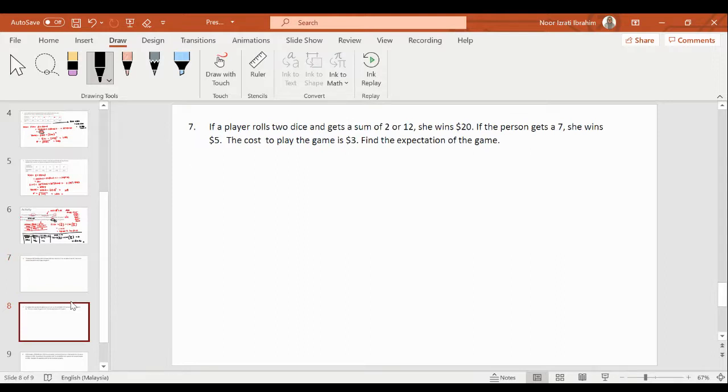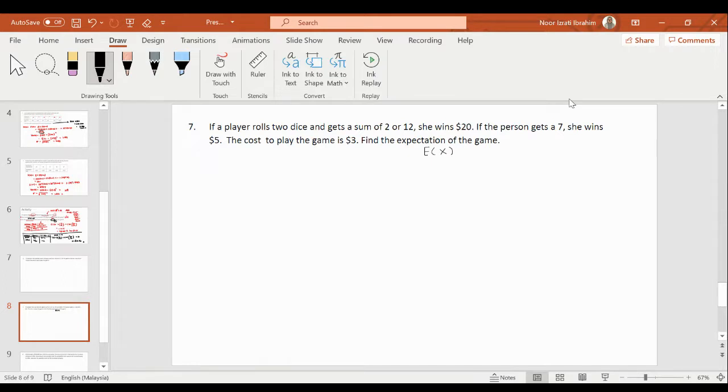From the tutorial, if a player rolls 2 dice and gets the sum of 2 or 12, he will win $20. If the person gets a 7, he will win $5. The cost to play the game is $3. Find the expectation of the game, E of X.